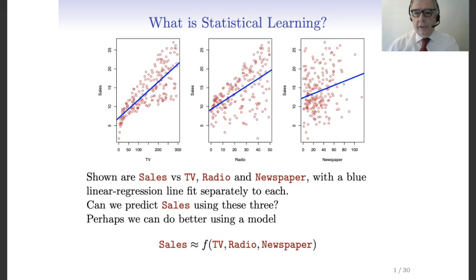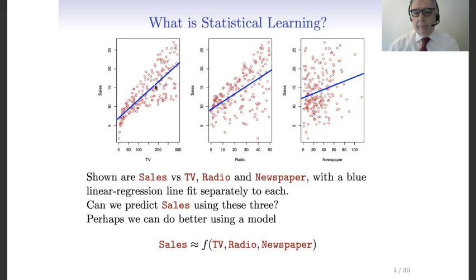So a first thing we can do is to look at the data, and so we just display the scatter plots of the money spent on TV against sales, money spent on radio against sales, and money spent on newspapers against sales. And the data are just the red circles, and you can see also blue lines, and these blue lines were obtained by linear regression.